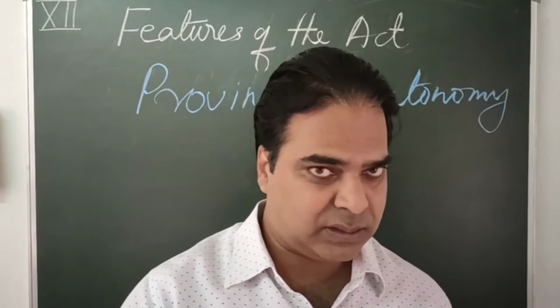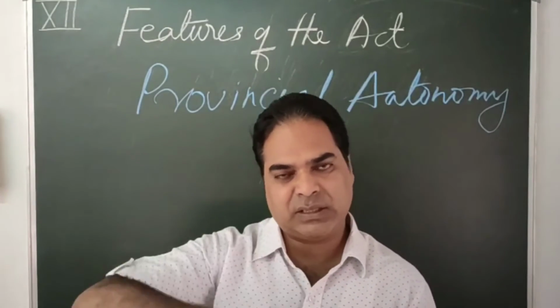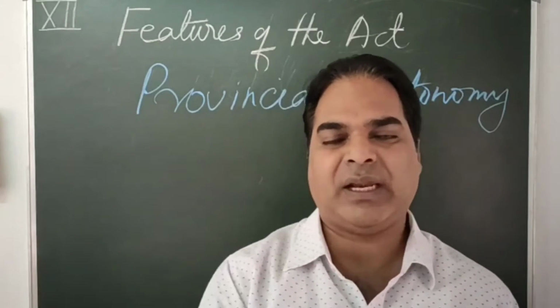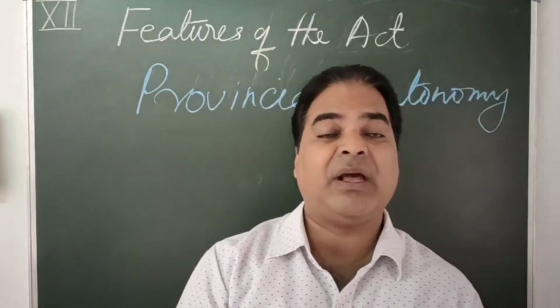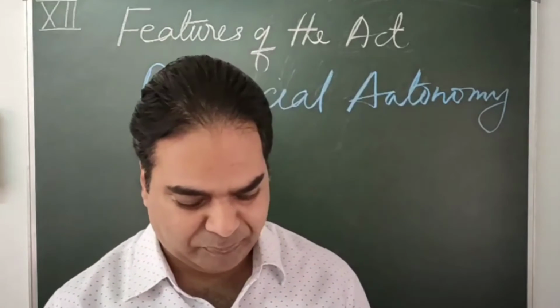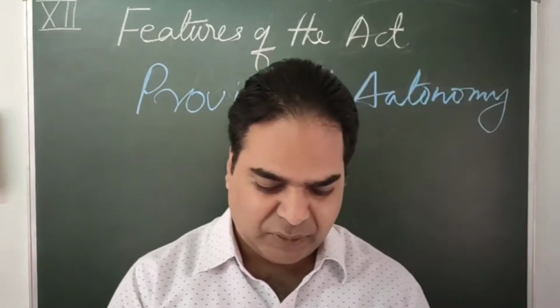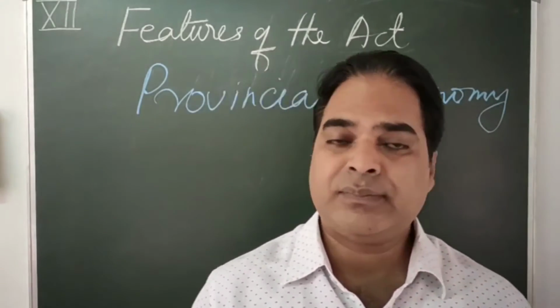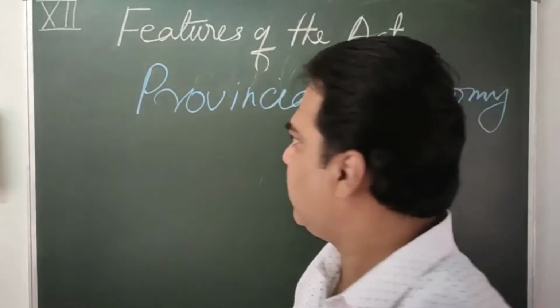There are two types of autonomy given to the provinces. Number one, diarchy was removed from the provinces and diarchy was taken at the center, and the provinces were given autonomy. Autonomy means freedom. Let me tell you the two types. First one is the state legislature.